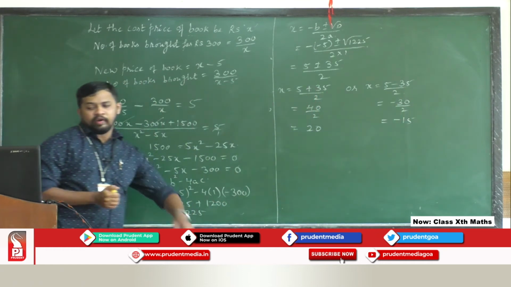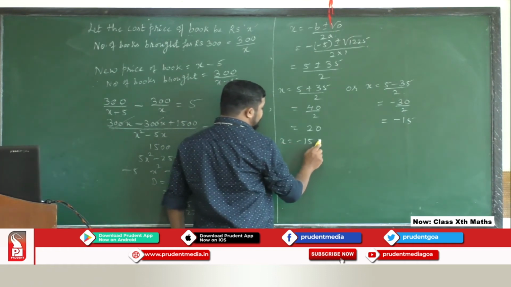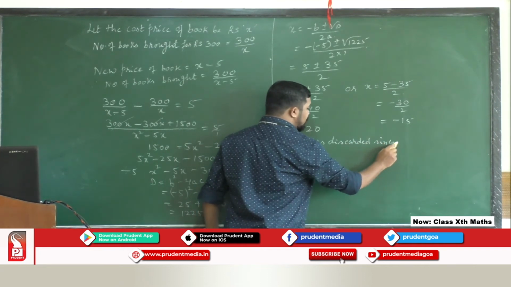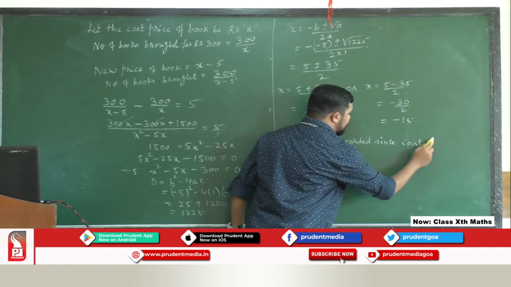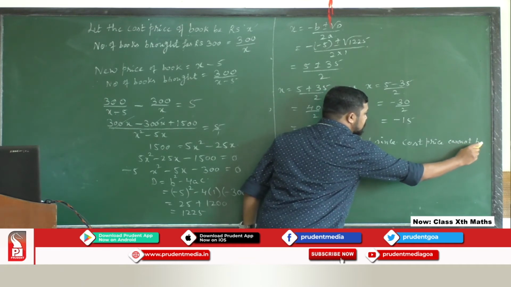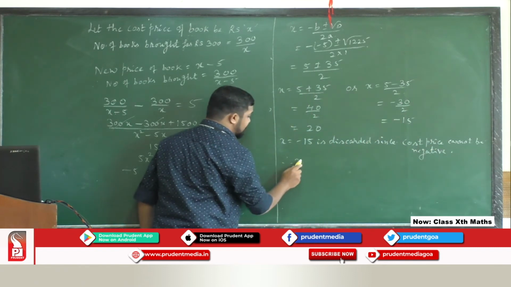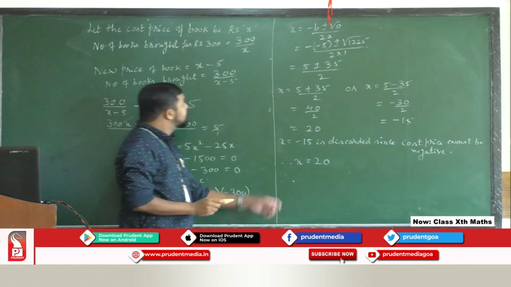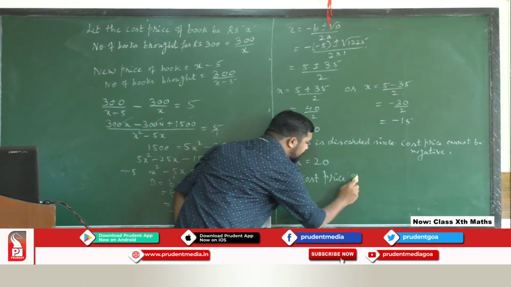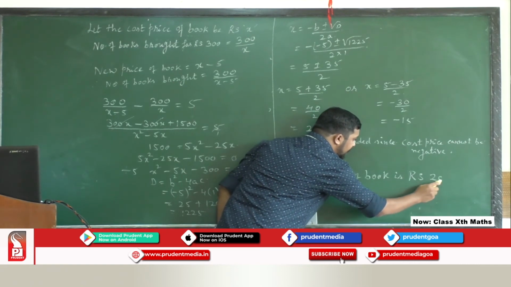So I got x is equal to 20 and I got x is equal to minus 15. So again, x equal to minus 15 is discarded since cost price cannot be negative. Therefore, x is 20, and who is x? Cost price of book. Therefore, cost price of book is rupees 20.